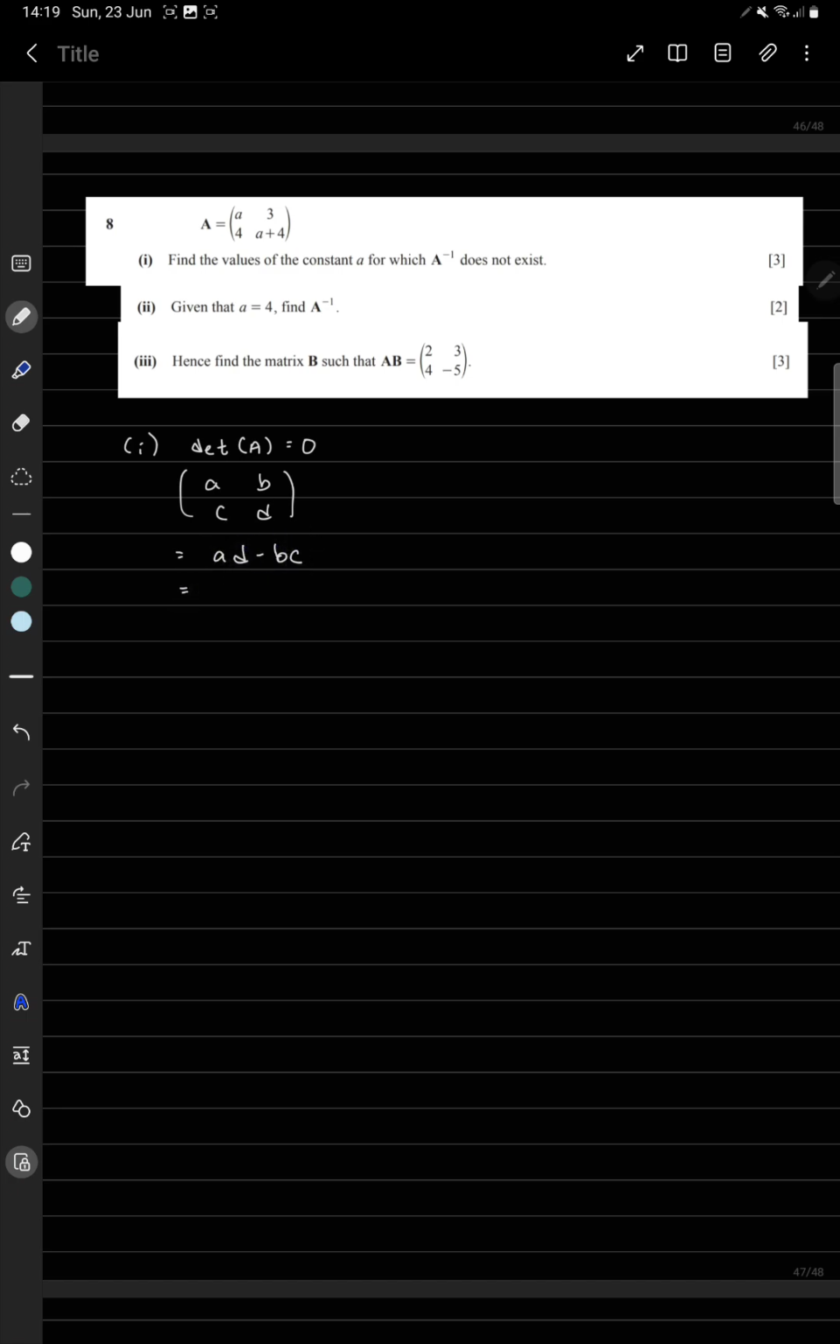Therefore, in this case, it is a times (a plus 4) minus 4 times 3. Now we'll expand this. We get a squared plus 4a minus 12, and since the inverse does not exist, this determinant should be equal to 0. Then what we're going to do next is use the cross method. Put a squared here, negative 12, and then 4a.